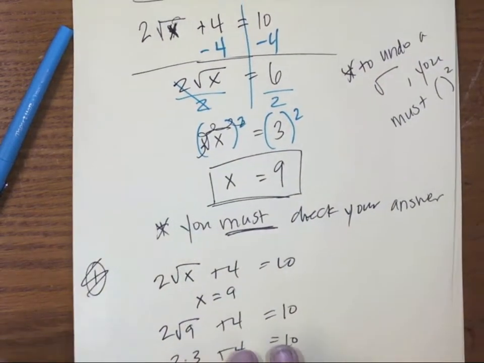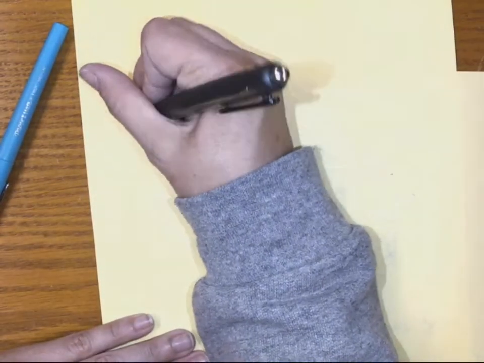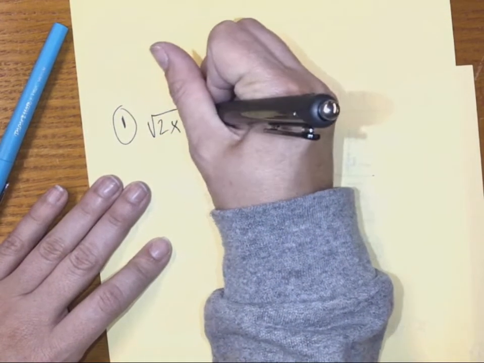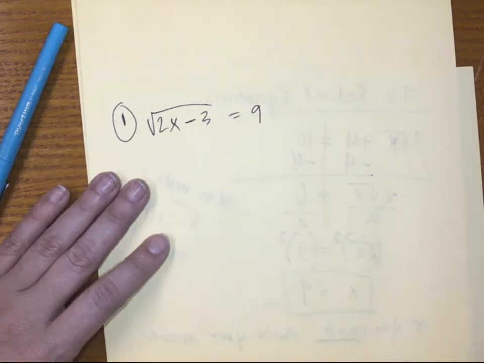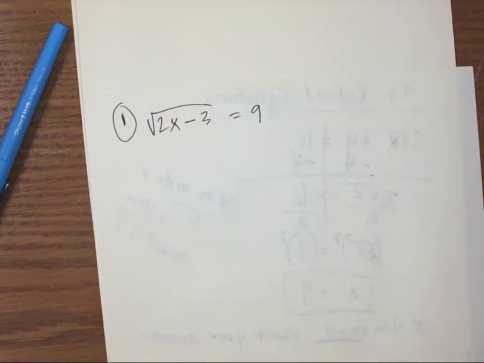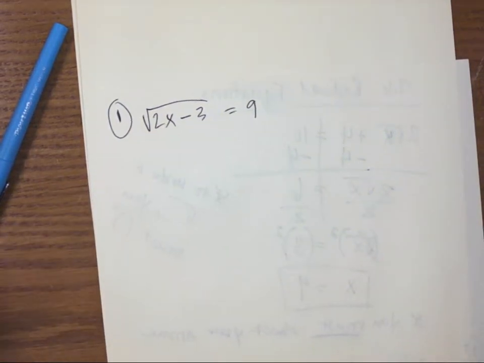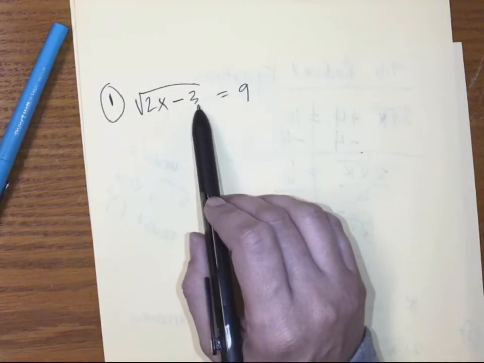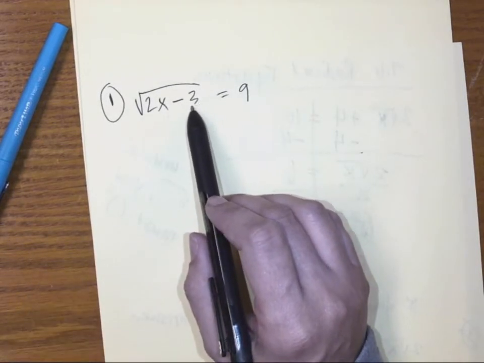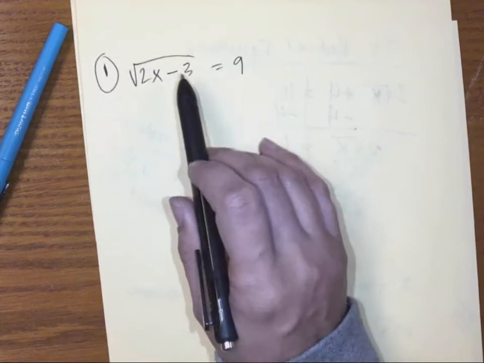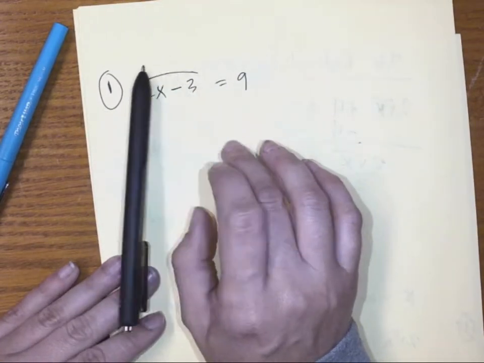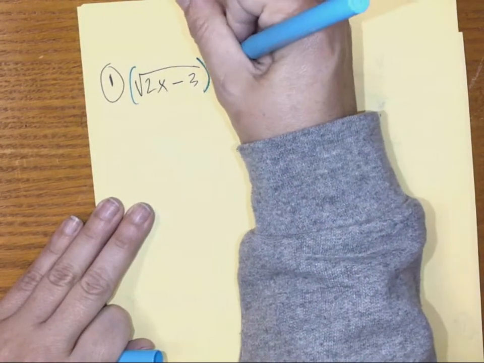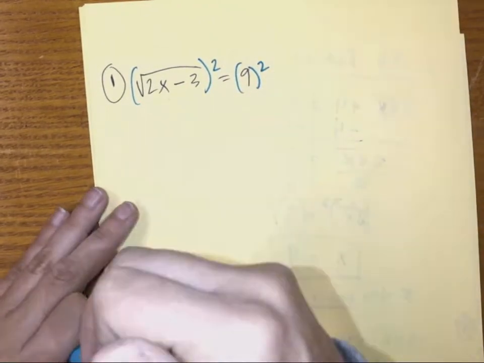Okay, so let's do some problems now. Our first problem is the square root of 2x minus 3 equals 9. Notice x is being multiplied by 2. We're also subtracting 3 from it. We're going to do the opposite of both of those operations in just a minute. Before I get there, though, notice I'm taking the square root of all that. So I need to undo the square root first. The way I undo the square root is to square both sides.